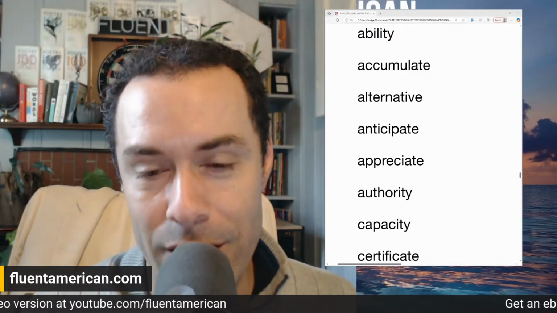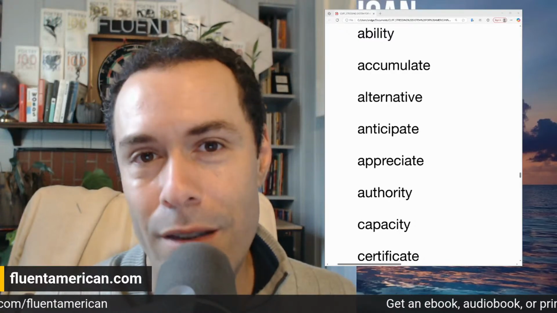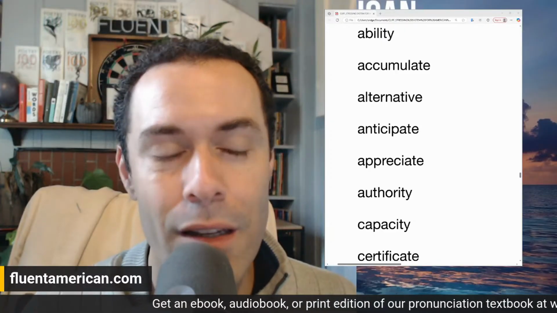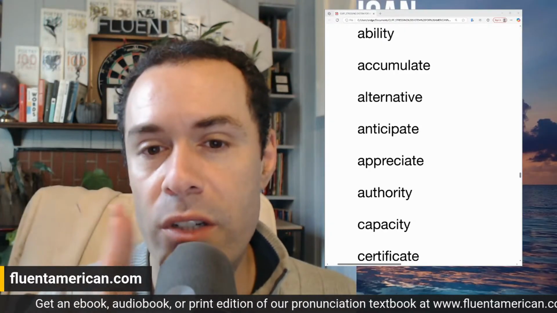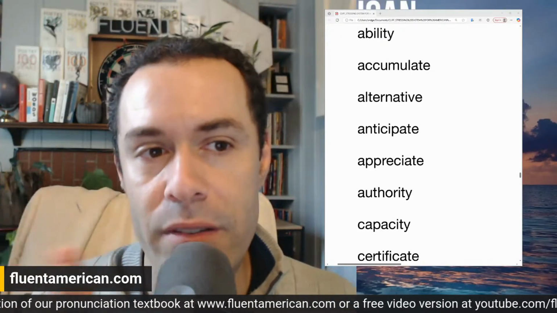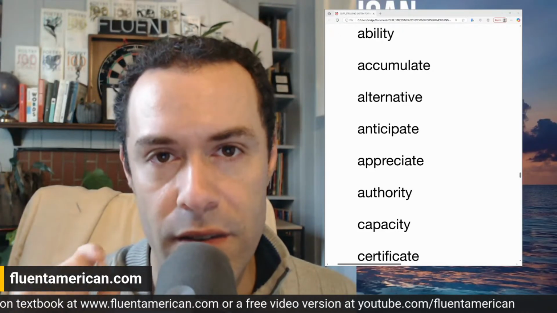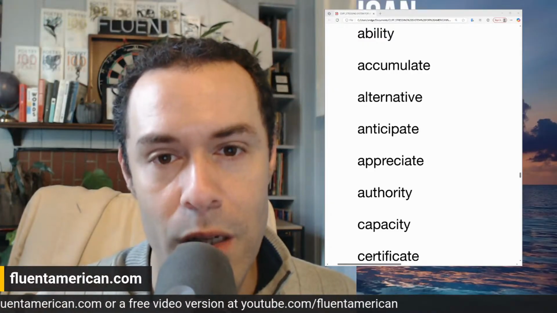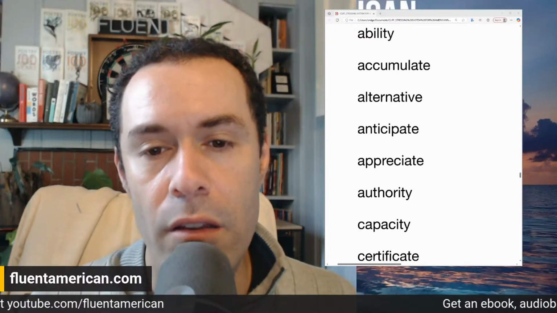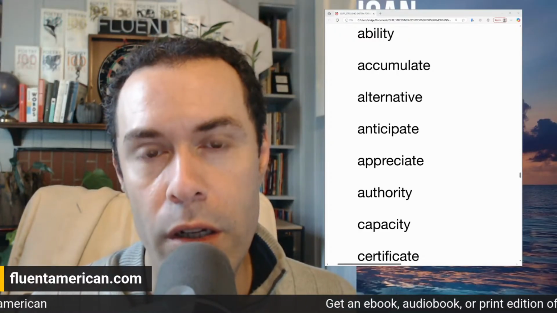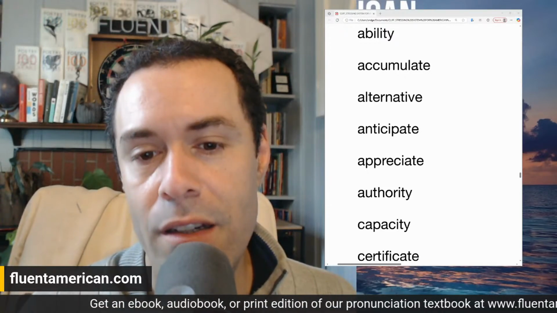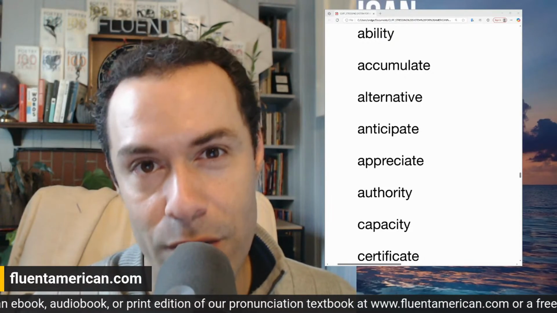Capacity, capacity, capacity. And the last one for today: certificate, certificate, certificate. As you're practicing these, make sure that whether you're saying one syllable or all of the syllables, the time is about the same. It's like tis, tis, tis, anticipate; pre, pre, pre, appreciate; thor, thor, thor, authority; pass, pass, pass, capacity; tiff, tiff, tiff, certificate.